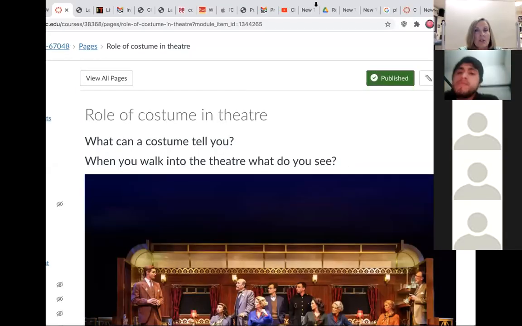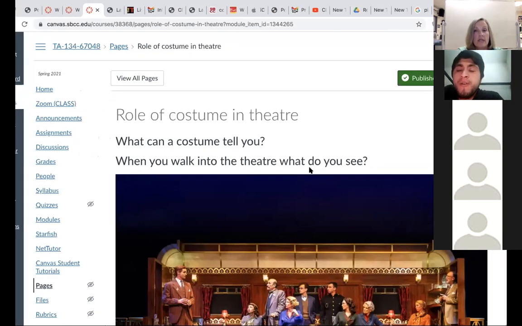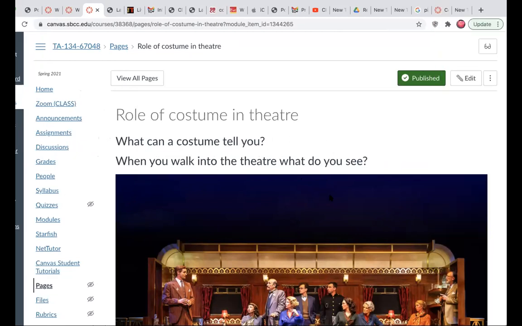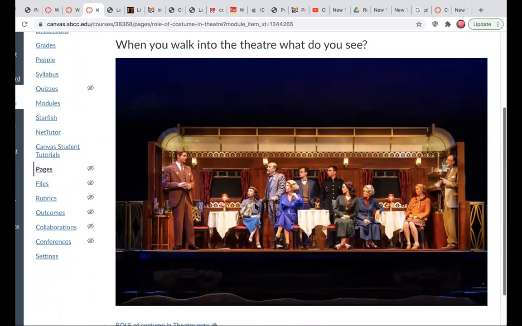So let's take a quick screen share at this because we're going to do a little game. So this is on your Canvas site. What can a costume tell you? What do you think the role of costume in theater is? We've just been talking about a lot of different things. The reason why I like to start with the cross plot is it kind of gives you an idea of what costumes can do, right? What can a costume tell you? When you walk in a theater, what do you see? So let's take a look at this.